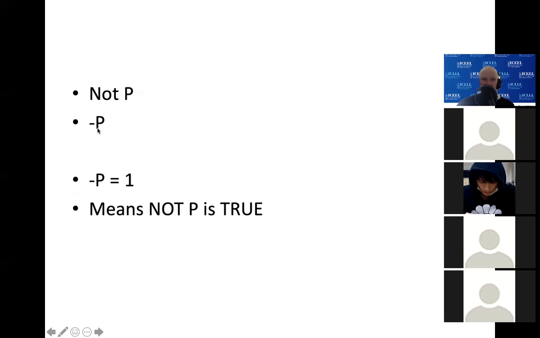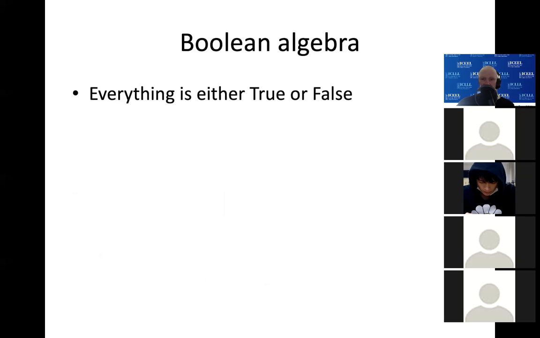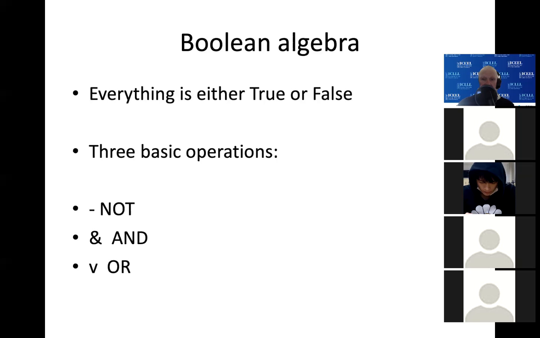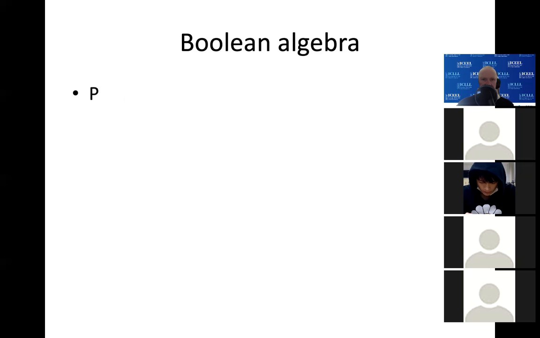Not P, let's review this again. Not P, the minus. Not P is 1. That means not P is true. So in Boolean algebra, everything is either true or false. And also there are 3 basic operations: the not operation, the and operation, and the or operation. Not, and, or. Everything is either true or false, and 3 basic operations. And that's pretty much it, actually, right? We're not going to do much more than that.